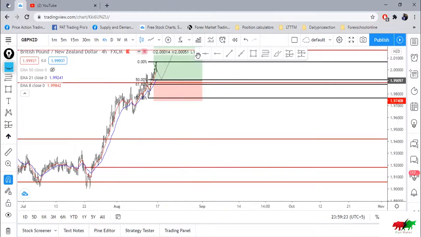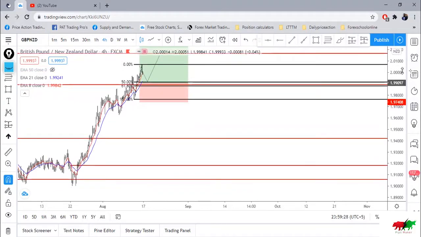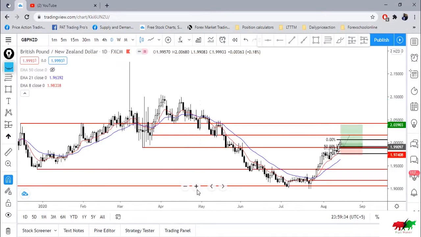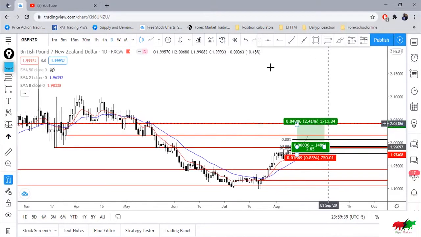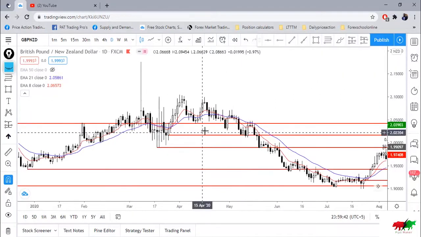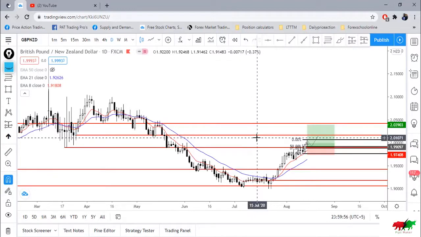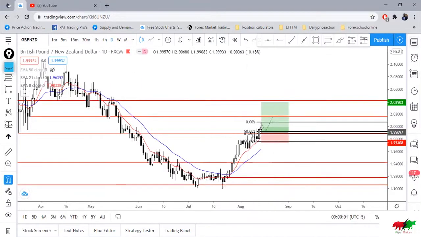Our next resistance would be somewhere around here, around 2.04186, but keep a lookout on this level. If price reaches here, use strict money management rules of yours. Okay, so this is the analysis for GBPNZD.